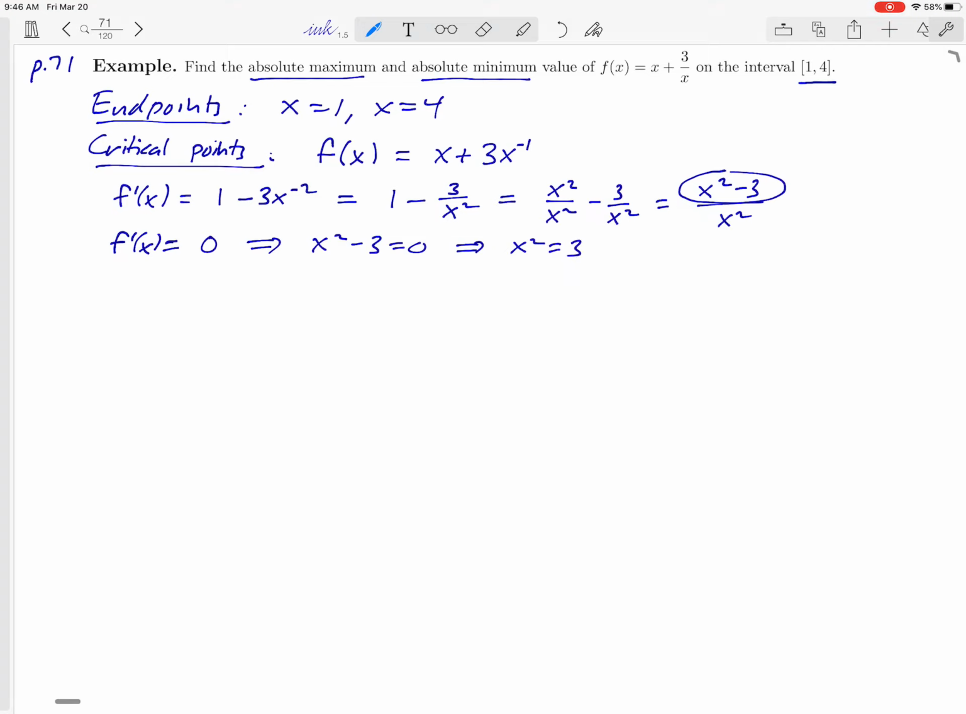If you take that, just add 3 to both sides. And now we need to take the square root of both sides, but remember, when you do that, there are actually two possibilities, a plus or a minus square root. So we actually get either the negative square root of 3 or the positive square root of 3.